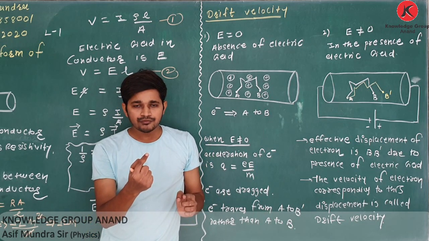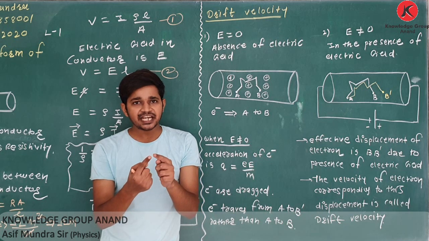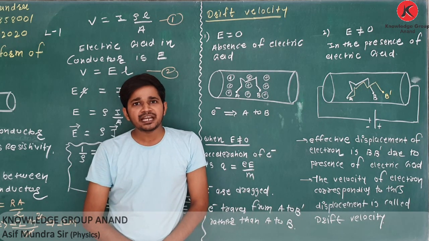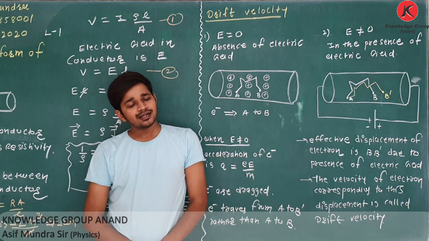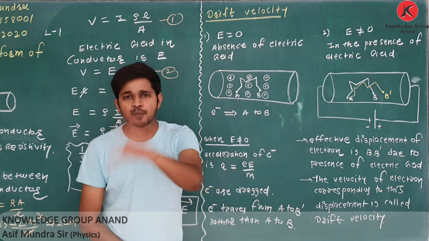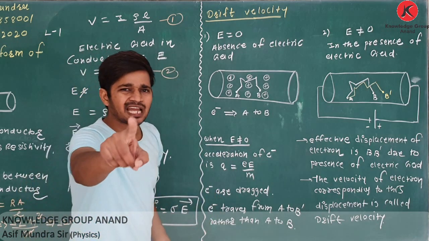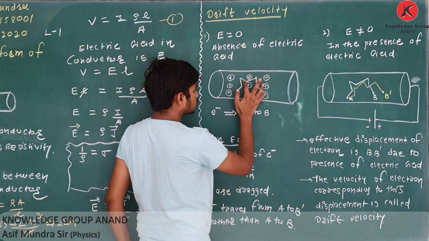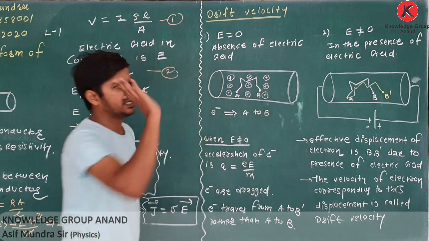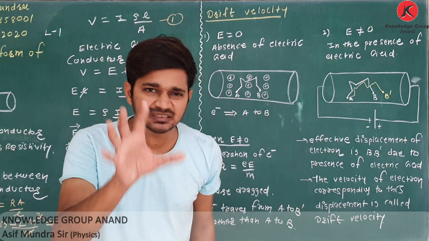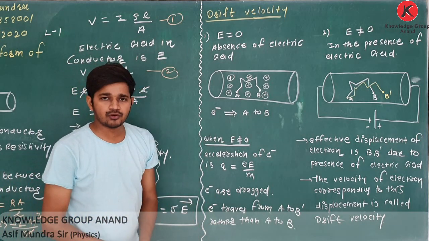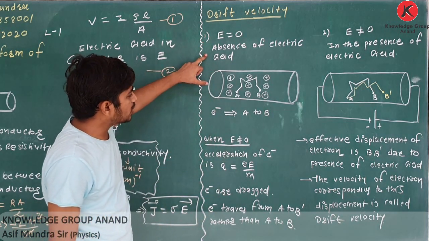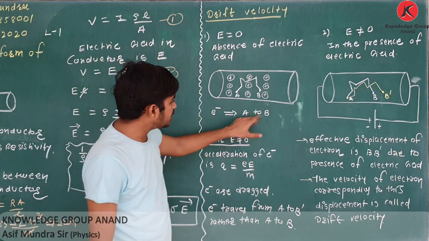Electron is moving with some speed, collides, its direction changes, speed remains the same. So each and every electron is moving in a random direction. During such random motion, suppose we consider only one electron, starting from A, colliding, and it reaches point B in some time interval. Clear about this? When electric field is 0, in the absence of electric field, electron moves from A to B.